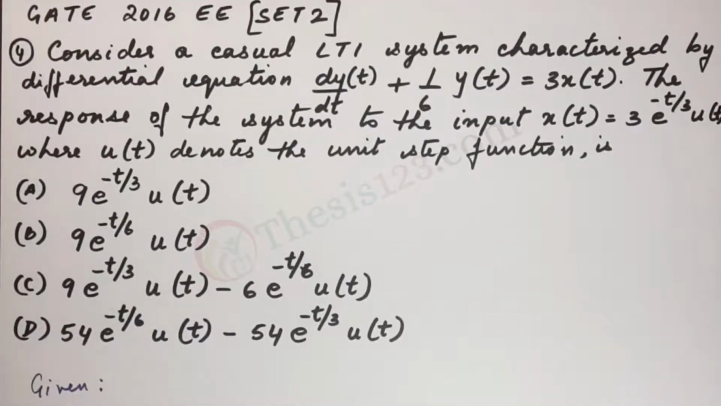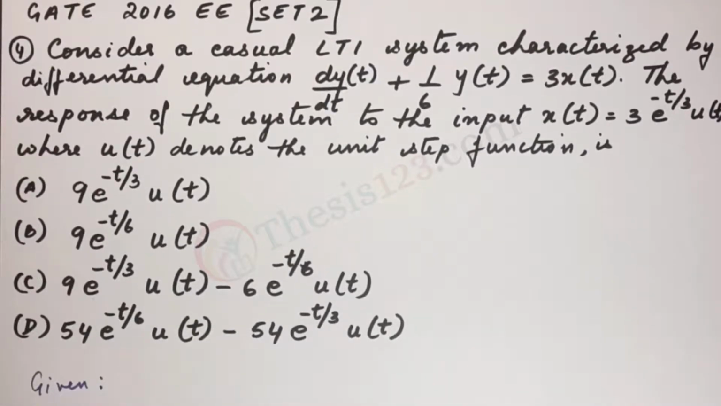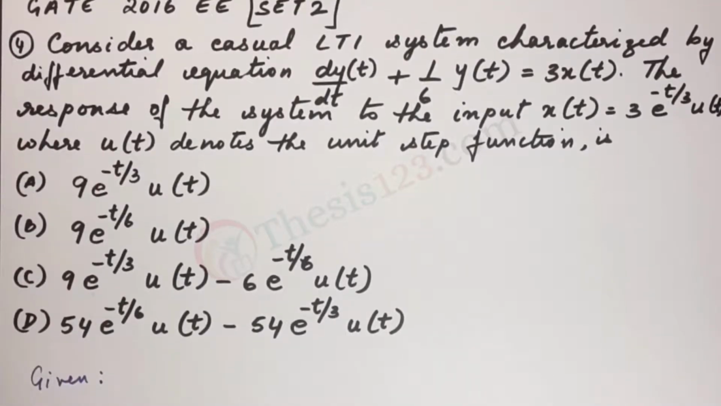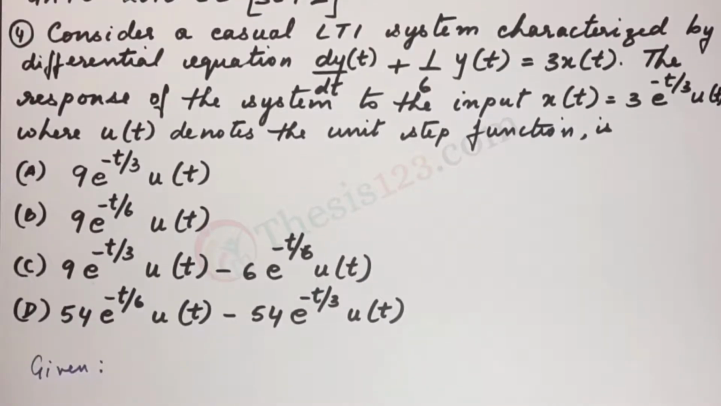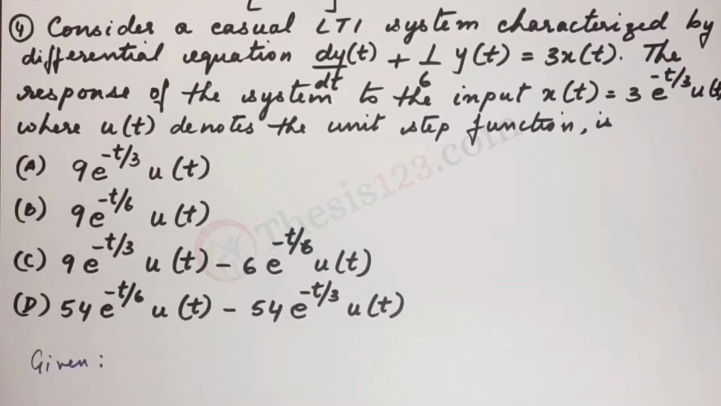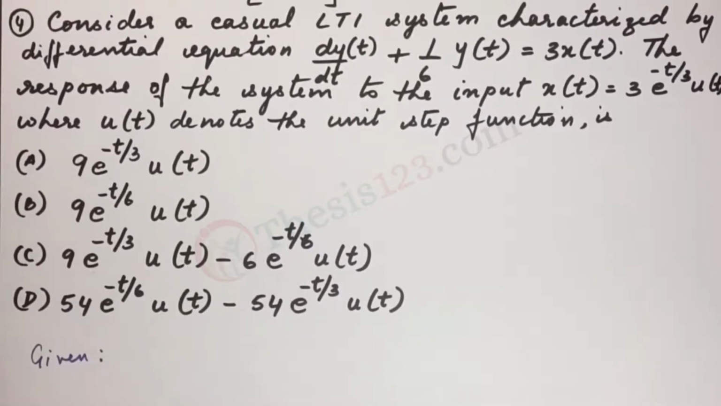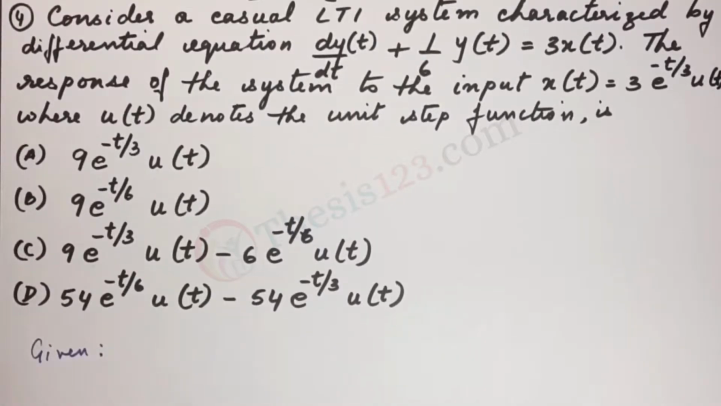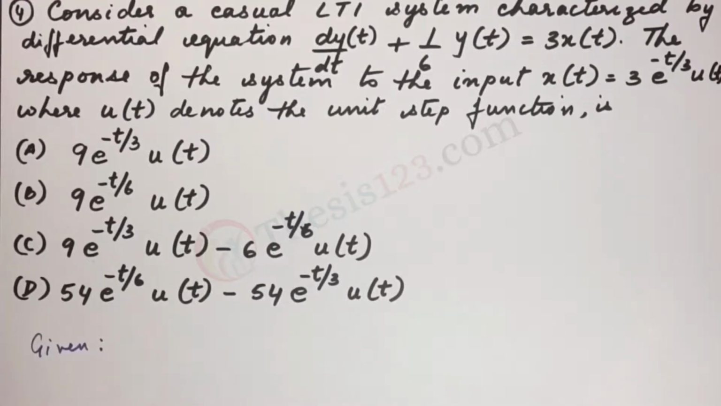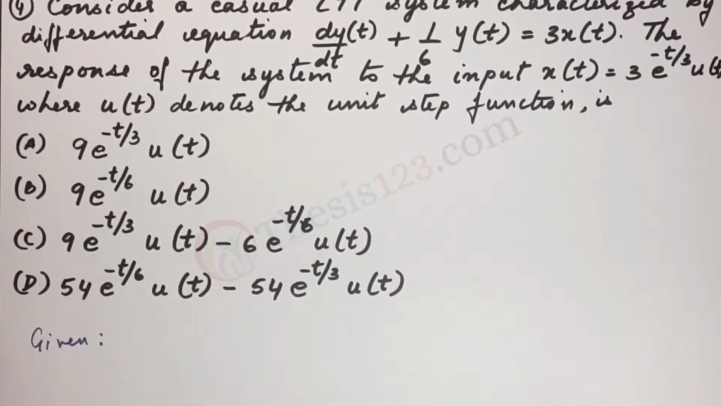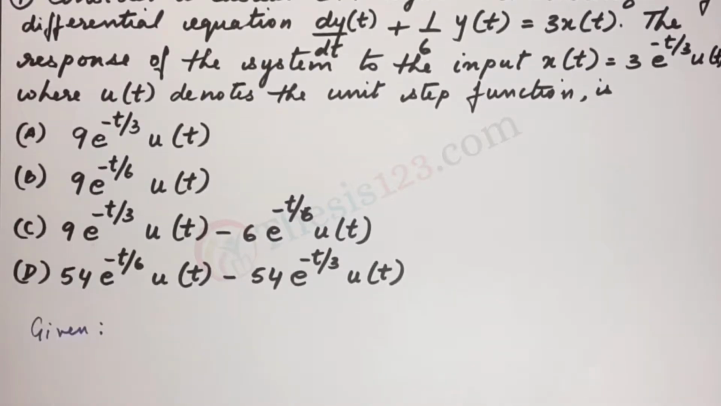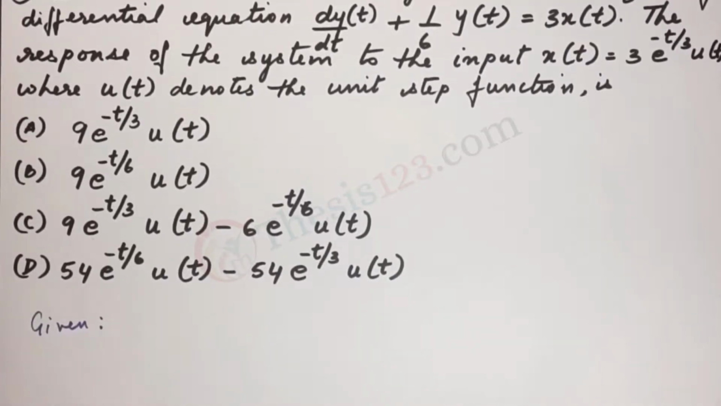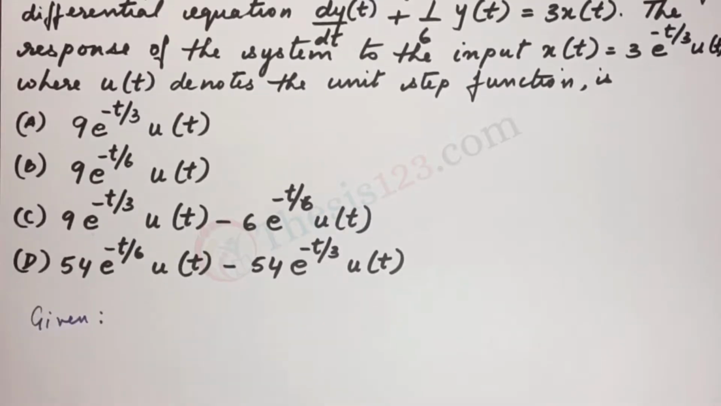Here's the next question. Number 4. Consider a causal LTI, linear time invariant system, characterized by the differential equation dy by dt plus 1 by 6 y of t is equal to 3x of t. The response of the system to the input x of t is equal to 3 e power minus t by 3 u of t, where u of t denotes the unit step function, is... we have our 4 options given to us.